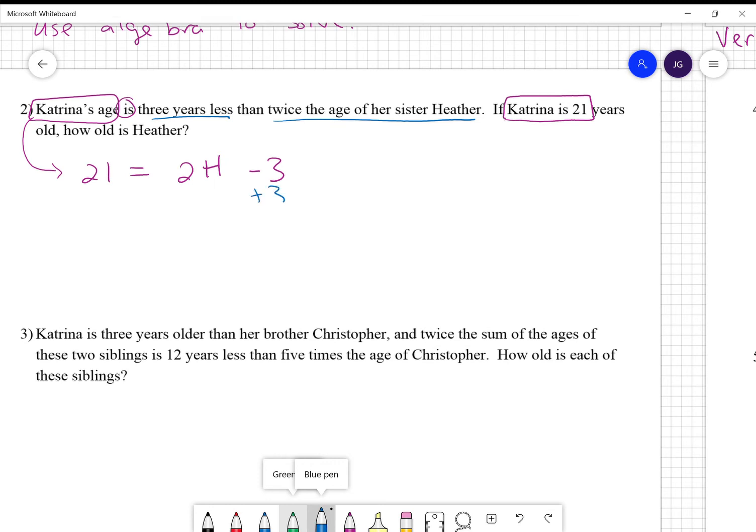Add 3 to both sides. I didn't have to do it the way I did the last problems or any of the problems because they gave me Katrina. Divide both sides by 2, and I get Heather's age is 12.